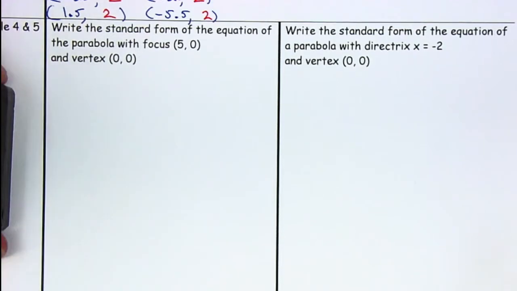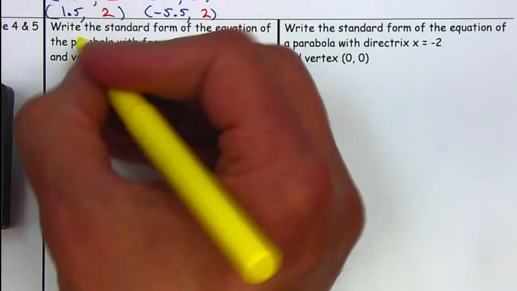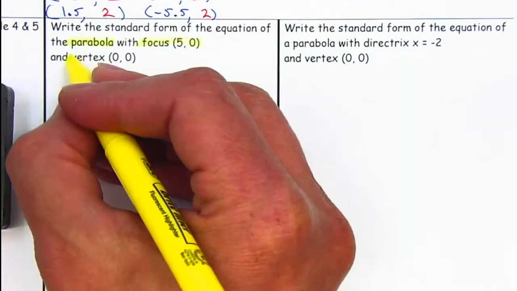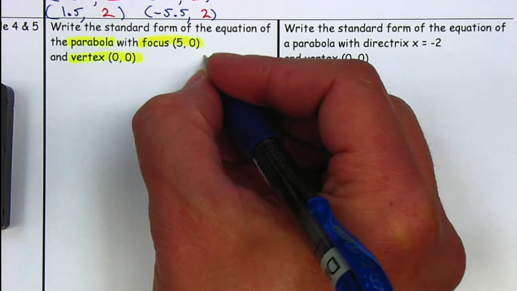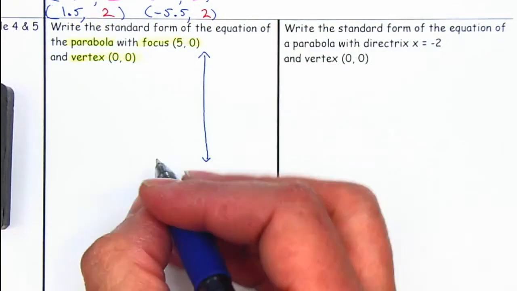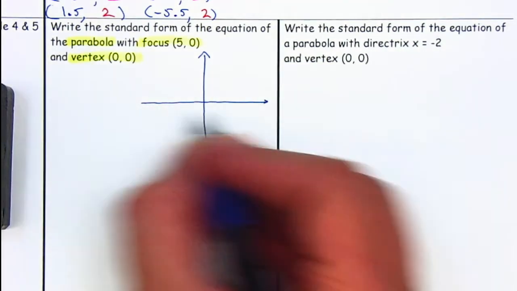Example number 4 says, write the standard form of an equation of a parabola. So we have a parabola. The focus is (5, 0), and the vertex is (0, 0), which is the origin. It is best to be able to make a sketch. Of course, you can do it without a sketch, but for this type of problem, a sketch is very, very helpful. I'm just going to do my x and my y.